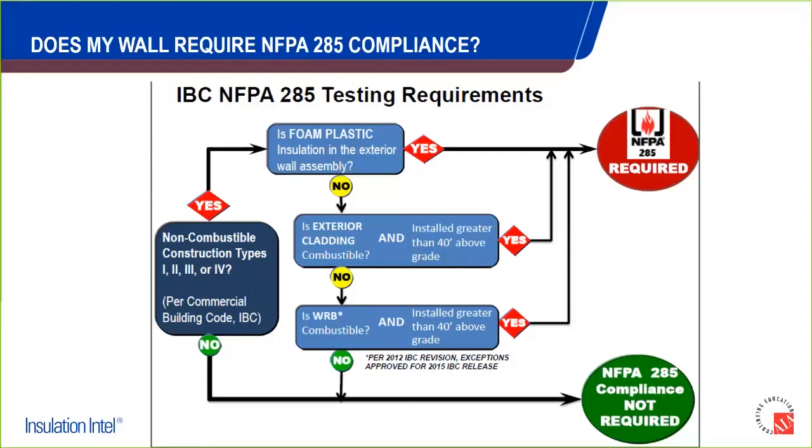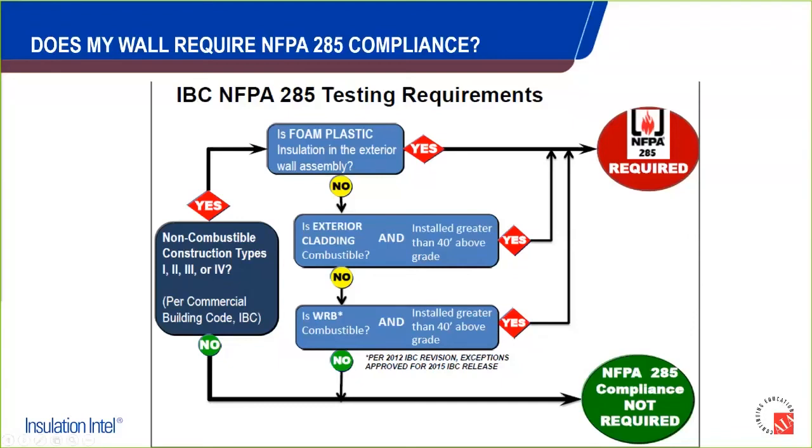If no, is the exterior cladding itself combustible, and is it installed over 40 feet above the grade? That would trigger the test. And then the last stage of this is, is the weather-resistant barrier combustible, and is it installed greater than 40 feet above grade?